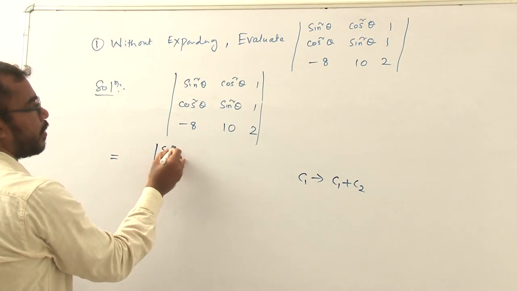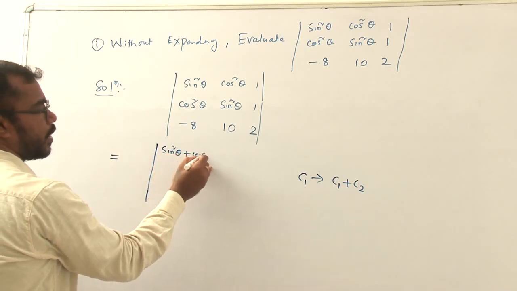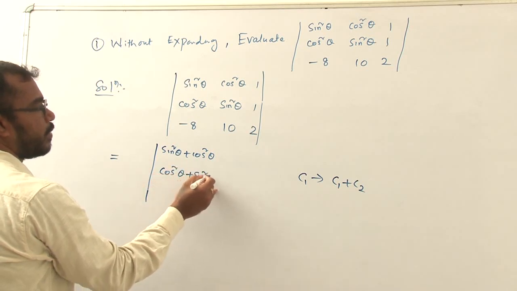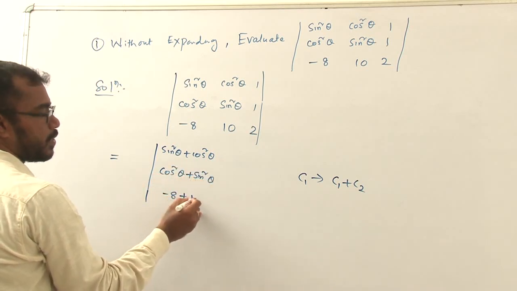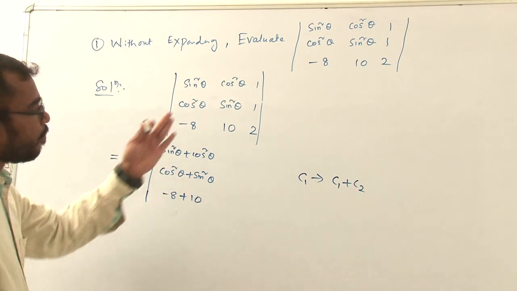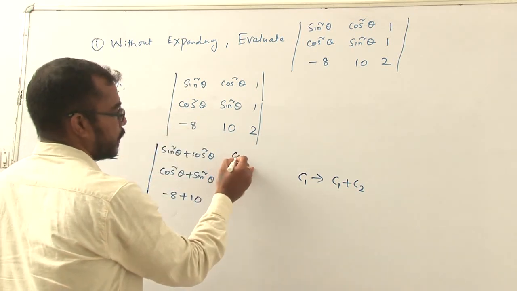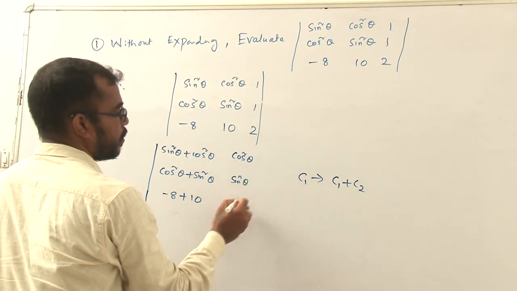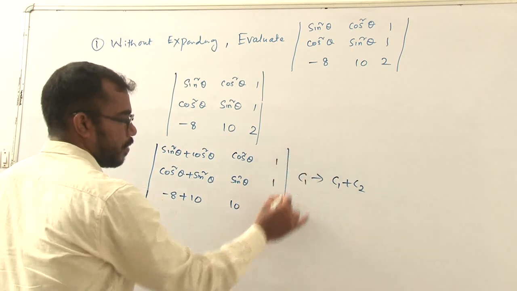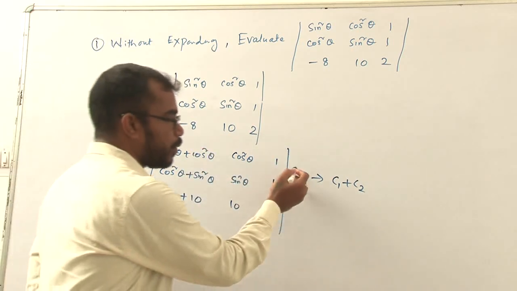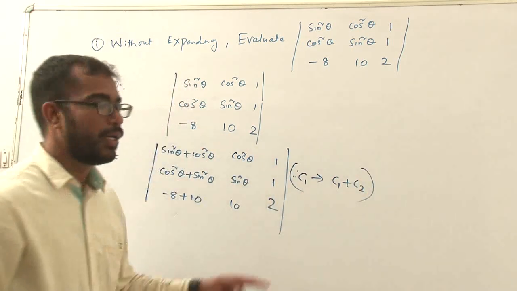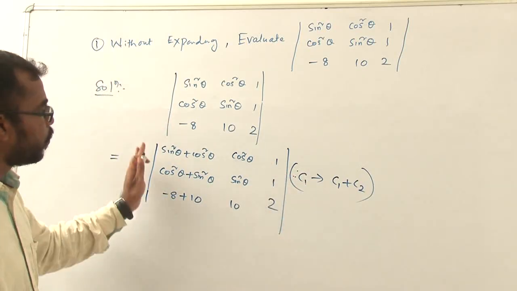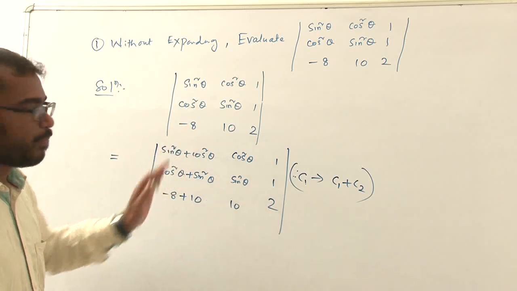So we take sin square theta plus cos square theta, cos square theta plus sin square theta, minus 8 plus 10, in column 1 places. Column 2 remains the same, because we have to form the formula in the column 1 places. So in column 1, we add column 1 and column 2.